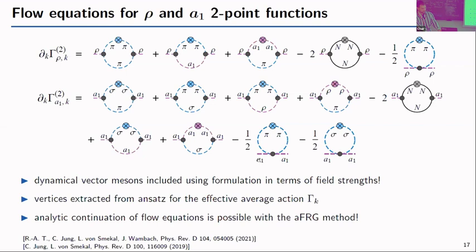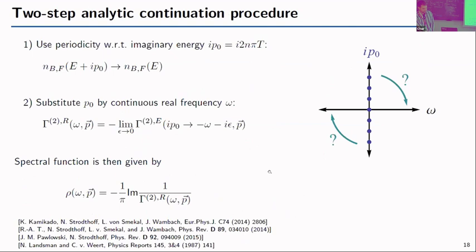Let me just spend one slide to show you how this analytic continuation works. So in principle, you have many ways to continue these equations, but only one way is the correct one, which is this one. So you need to do these steps in this way and in this order. First, you just drop all Euclidean energies appearing in occupation number factors, and then you just substitute all remaining Euclidean energies by this real frequency omega in the usual way. So you get the retarded two-point function from the Euclidean two-point function, and then it's easy to get the spectral function as the imaginary part of the propagator.